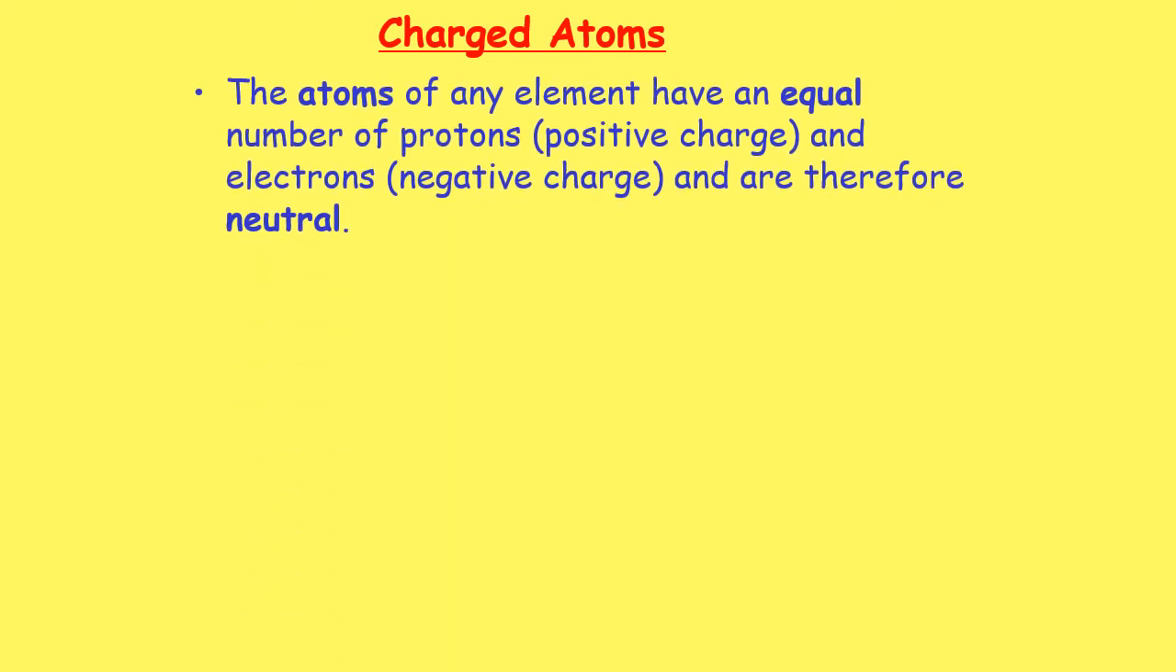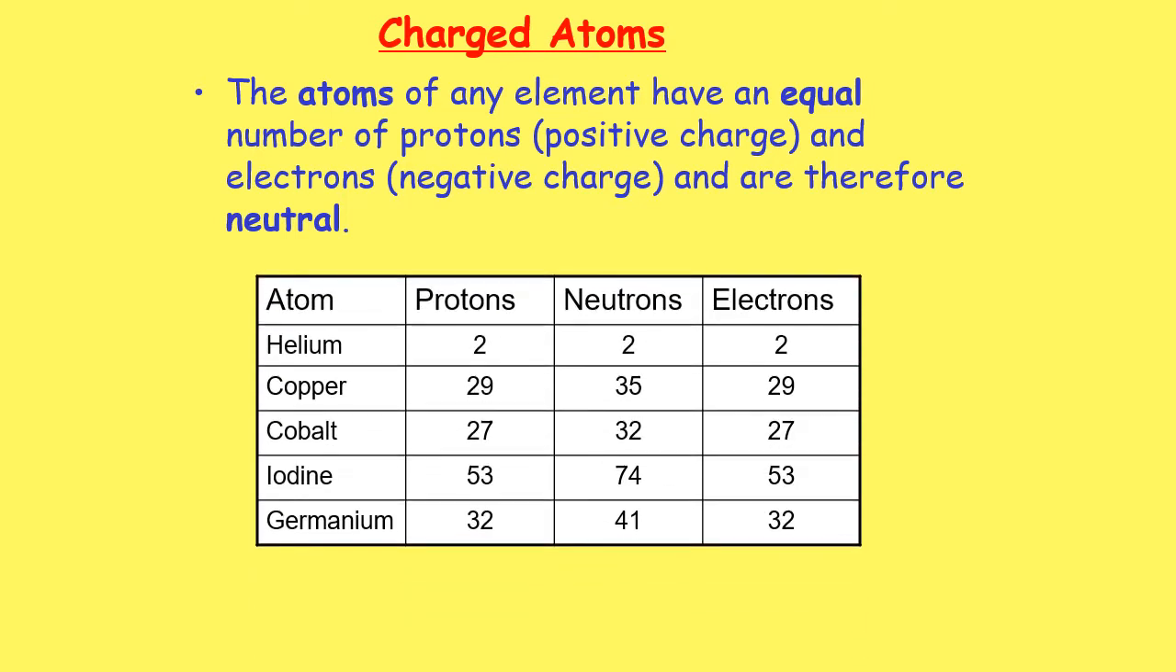Now, charged atoms, that's what ions are. Now, the atoms of any element have an equal number of protons, those are things with positive charge, and electrons, those are things with negative charge, and are therefore neutral. So atoms have the same number of protons and electrons, and because protons have positive charges and electrons have negative charges, they cancel each other out and you end up with something neutral. So for example, helium, 2 protons, 2 electrons, copper, 29 protons, 29 electrons, and so on down that table.